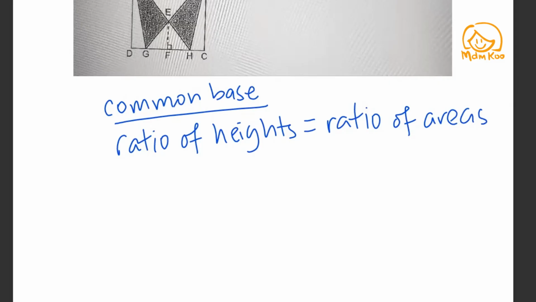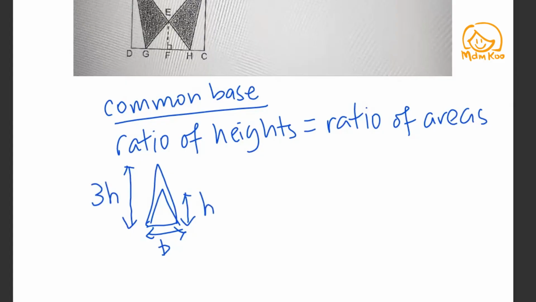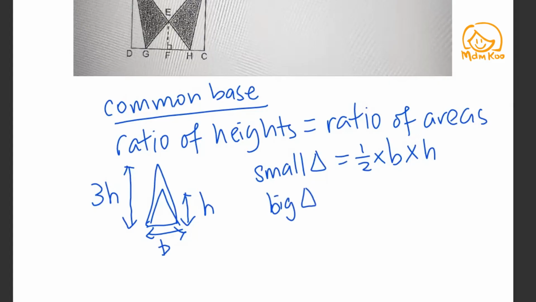If I have two triangles that have the same base, for example, this is a base, I'm going to call it B, and then I have one height here, which is H, and this is 3H. So what happened is, if I have the smaller triangle, the area will be half times base times height. And the taller, or I just call it bigger triangle, is half times base times, it is now 3 times of the height.